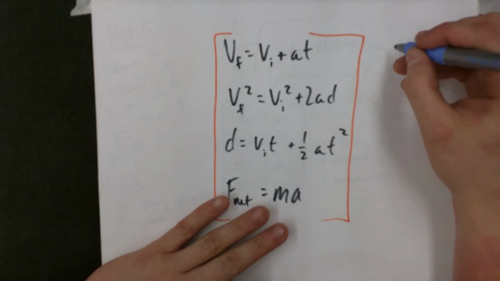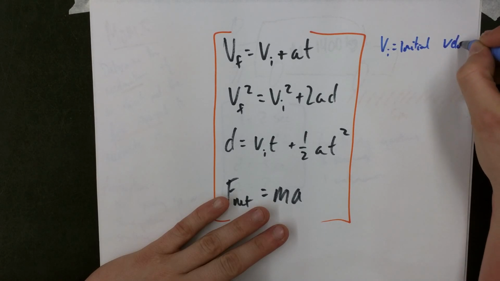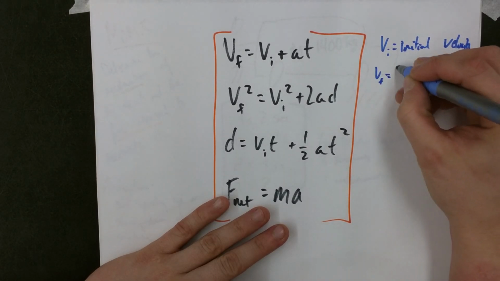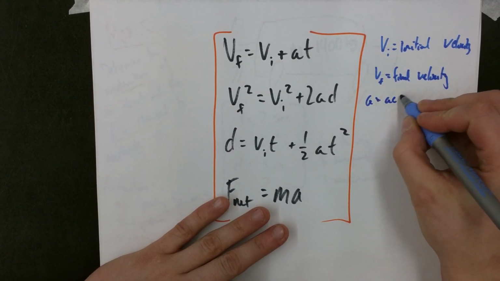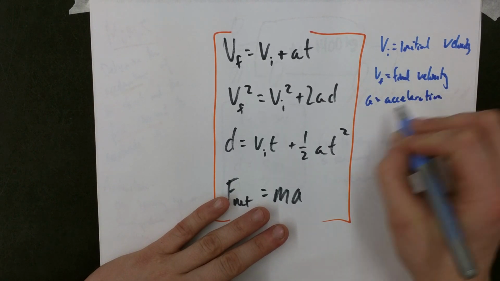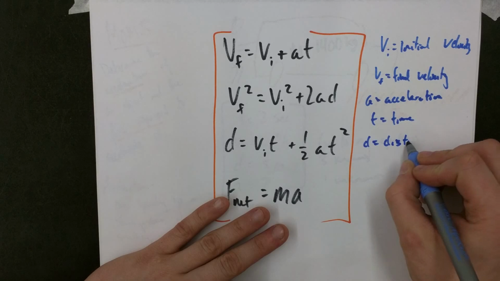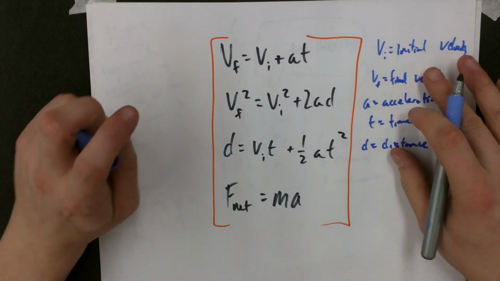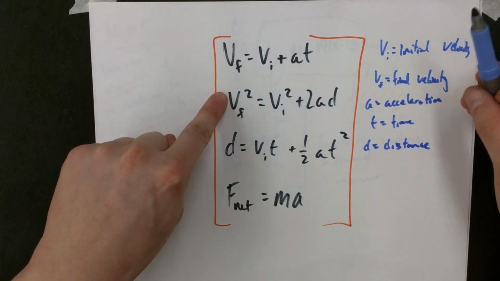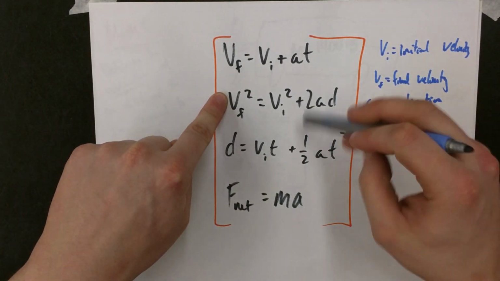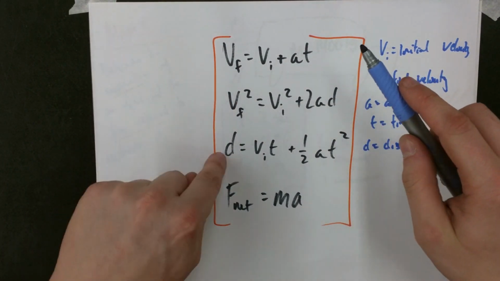Let me write this down here. VI is initial velocity. VF is final velocity. A is acceleration. T is time. And D is distance. I don't know the final velocity, so I can't use that. And we should immediately see in the second one, I couldn't use that one either because I don't know VF, though I know VI and D, and I want A in the equation, but I just can't use this because of VF. I go to my third one.